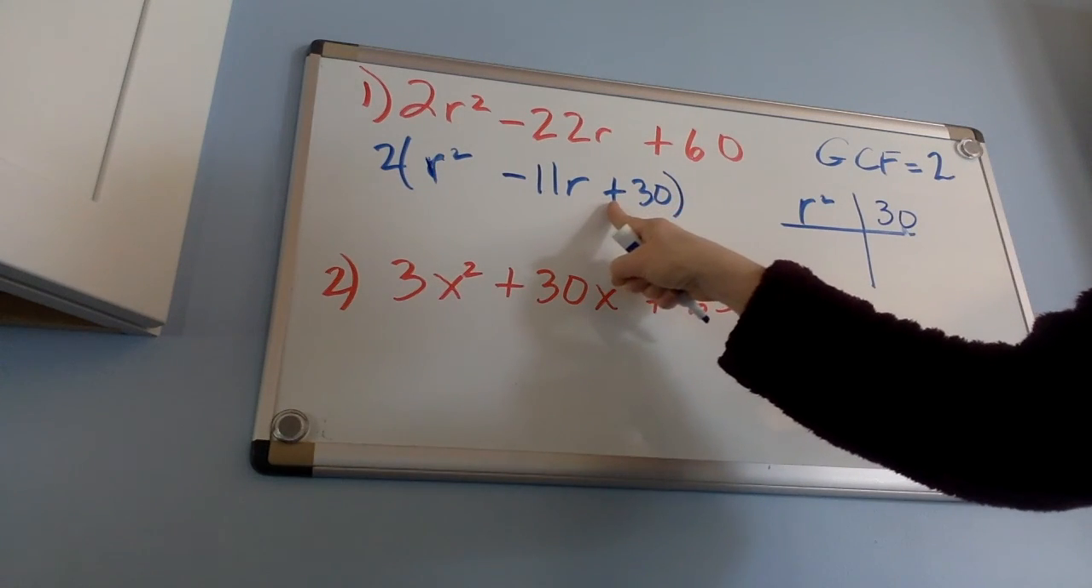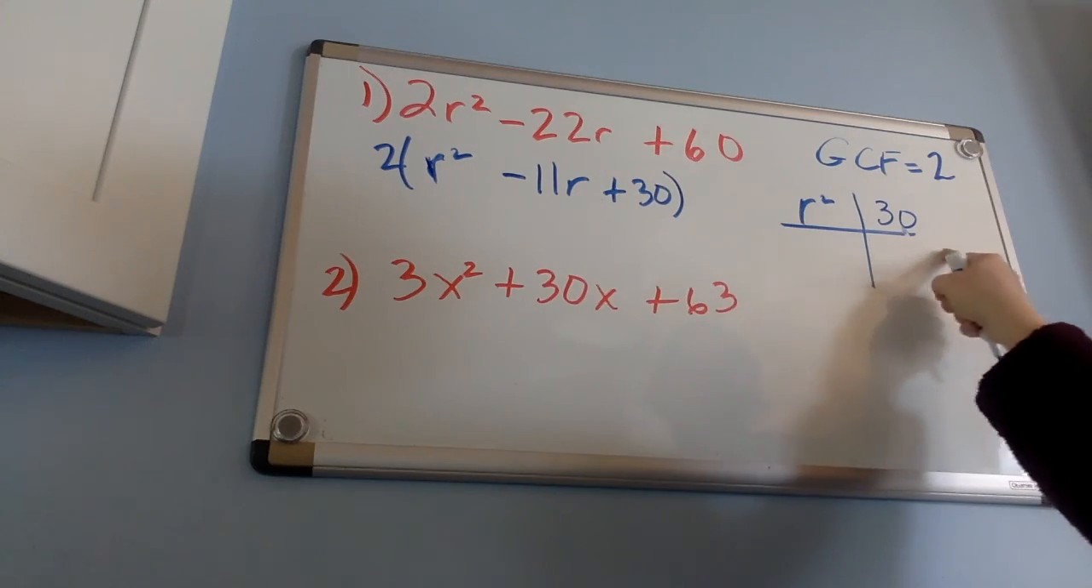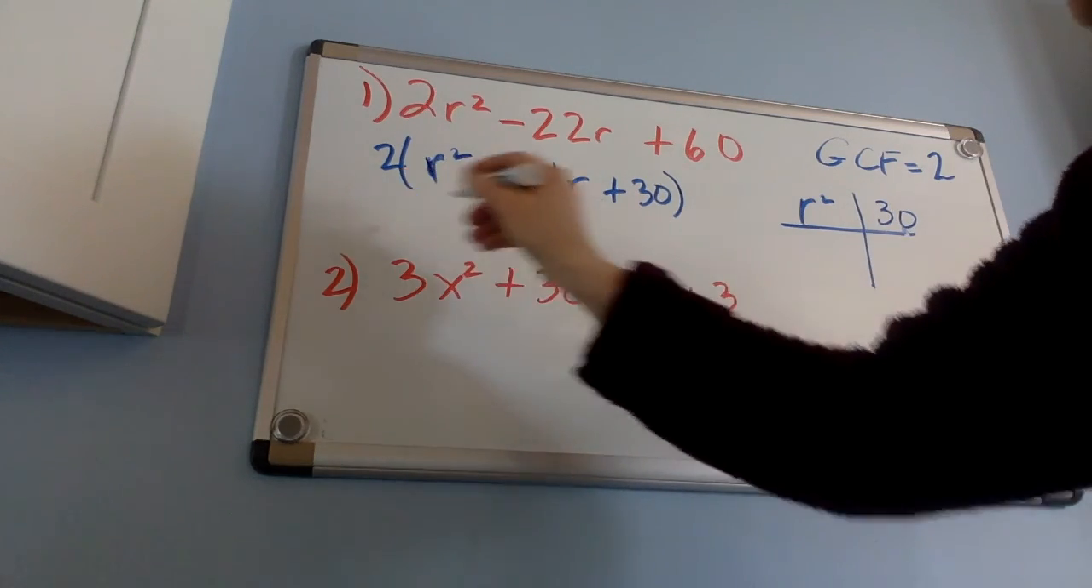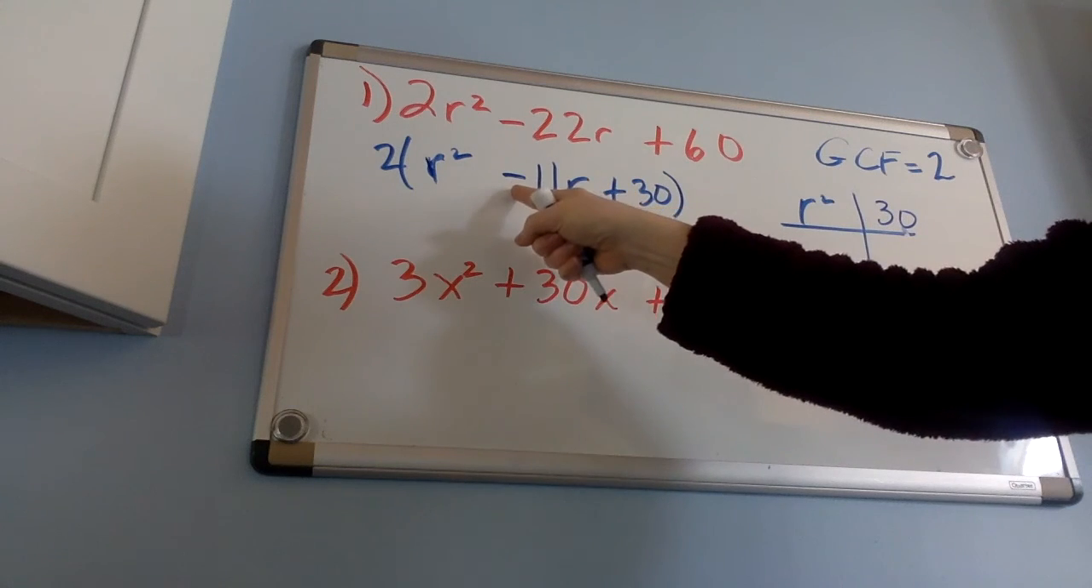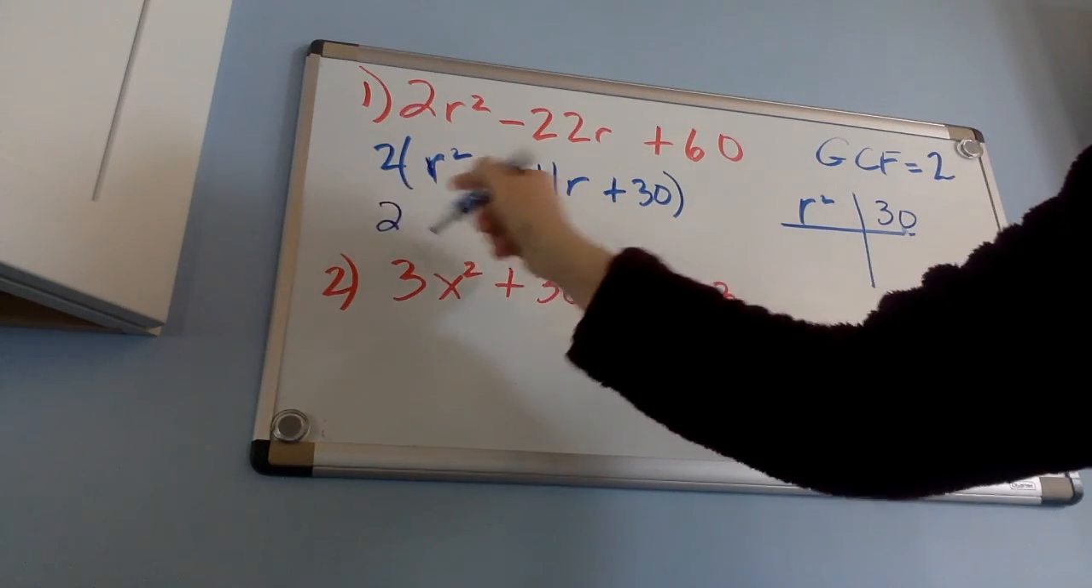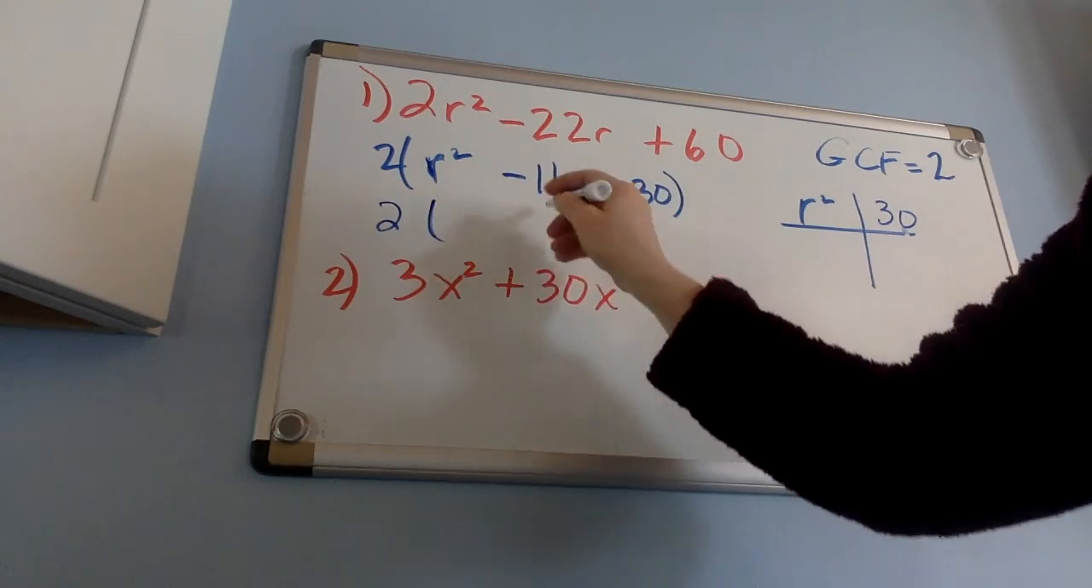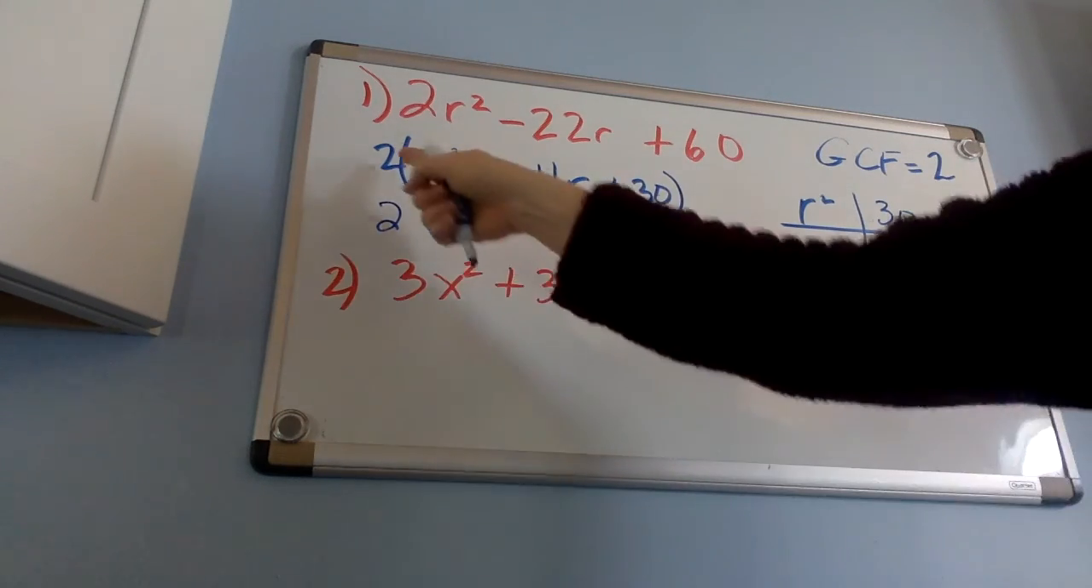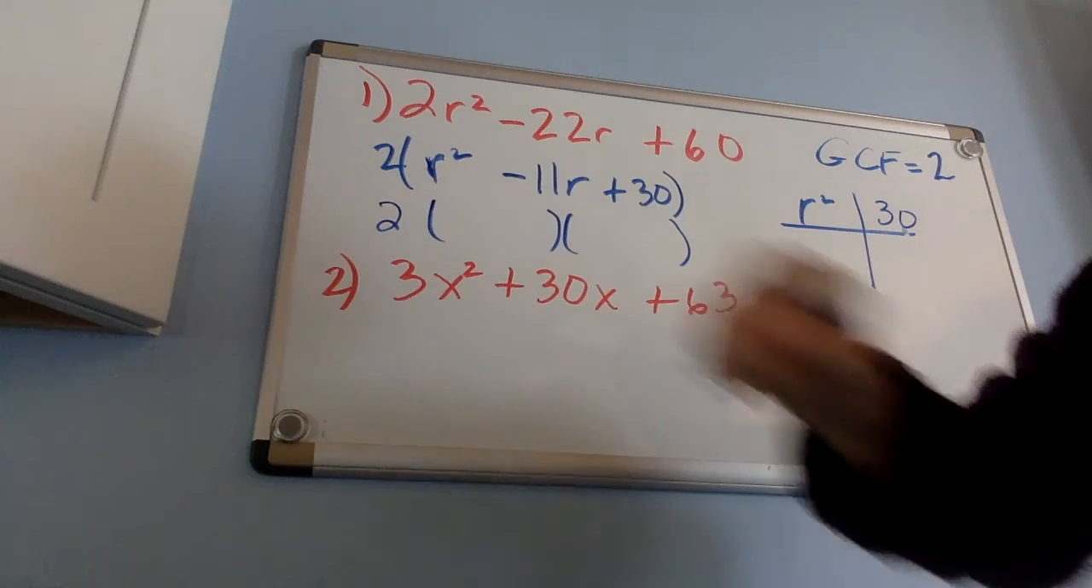Since this is a positive number, I know that my two factors of 30 are going to have the same sign. And since the middle term is negative, that means they're both going to be negative. So what I'm going to end up doing is factor this out. Don't forget the factor of 2 to bring it down when you're all done.